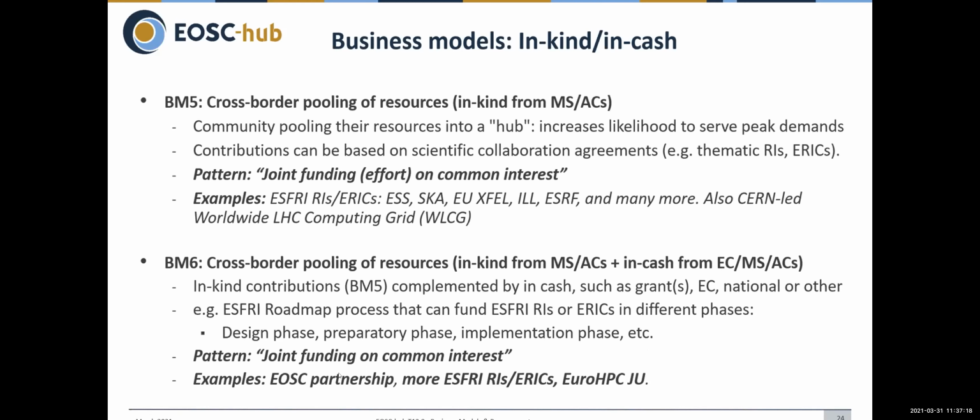This is the underlying principle of the EOSC partnership, of course, with the Commission putting 450 million and the member states matching, or probably it will be more times matching the contribution from the Commission. Also for the EuroHPC Joint Undertaking for the supercomputing centers, but also for other competence centers and so on.